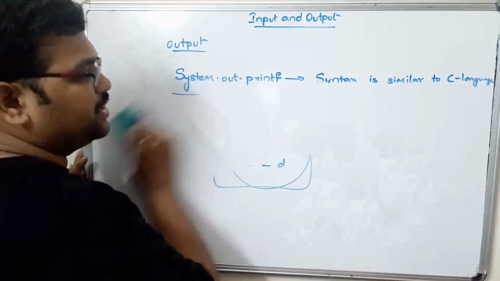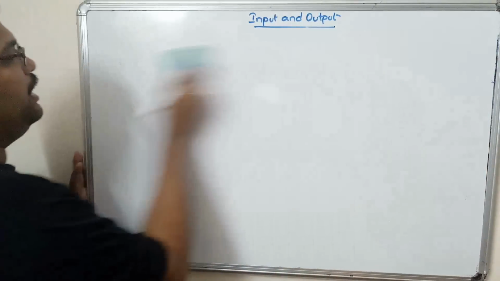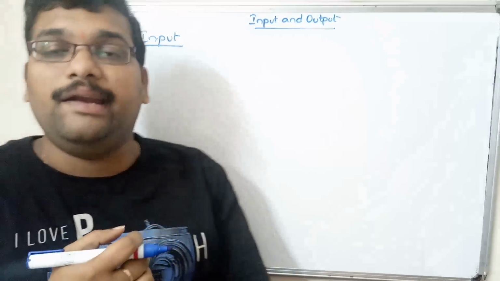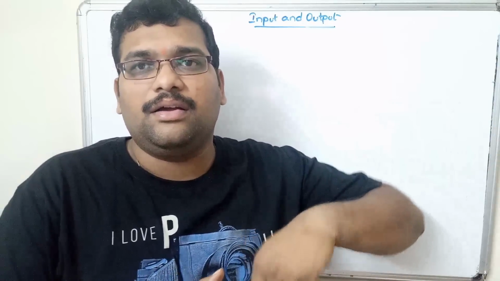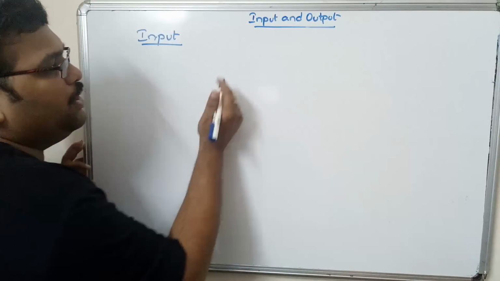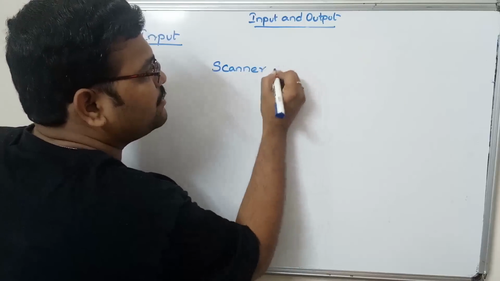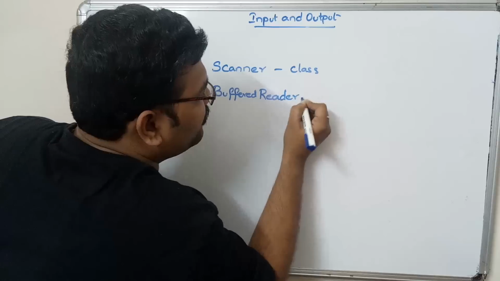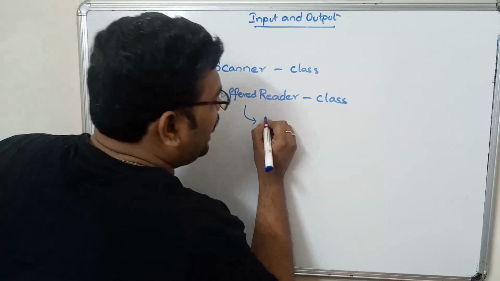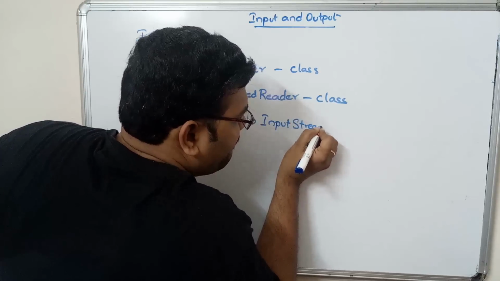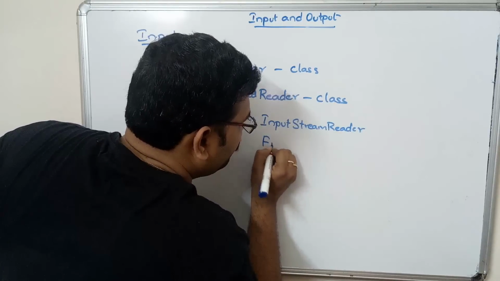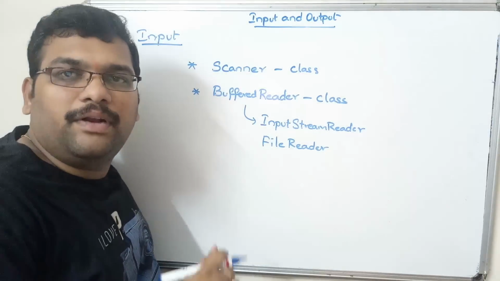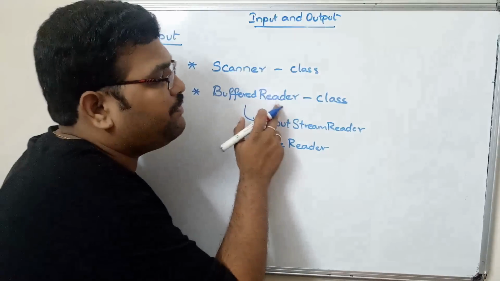Next, let us see the input function. Input function means reading the data from the keyboard at runtime itself. For this, we will use the Scanner class or the BufferedReader class. In the BufferedReader, we use it with the help of InputStreamReader and FileReader. So there are two methods to read the input at runtime.